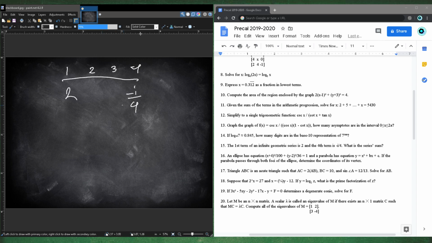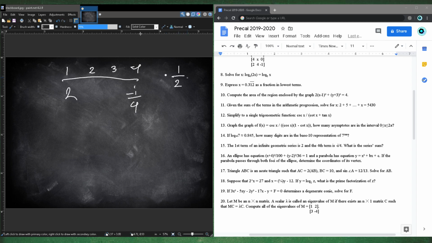So how do we get from 2 to 1/4? Well, it seems to have something to do with 2's, right? So let's divide by 2. 2 divided by 2 is 1. 1 divided by 2 is 1/2. And 1/2 divided by 2 is 1/4. Okay, so we know we need to divide by 2, or we could just basically multiply by 1/2.